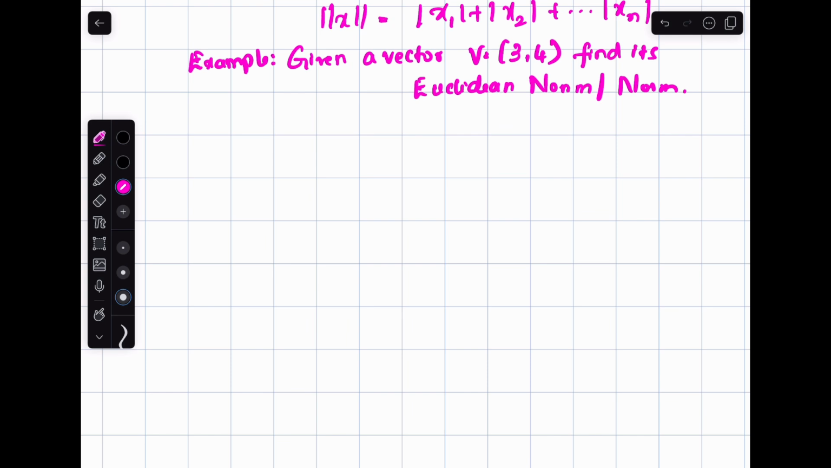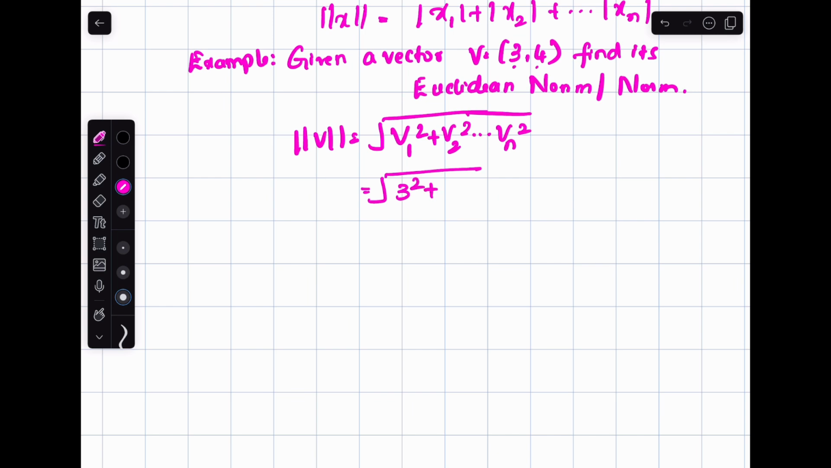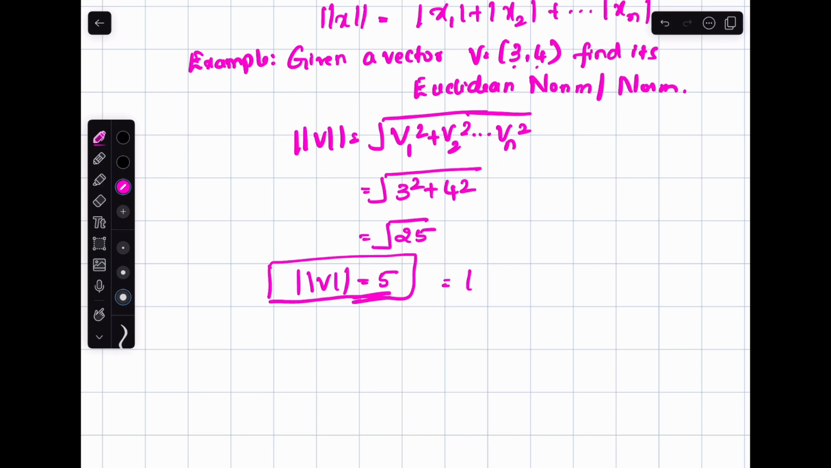All right, so let us solve it. The formula is the norm of v equal to the root of v1 squared plus v2 squared and so on up to vn squared. We only have two numbers, 3 and 4, so it is the root of 3 squared plus 4 squared. The square of any number gives you a non-negative number. So the norm of v is 5. I can also call it the length. Please remember it is also called the length.